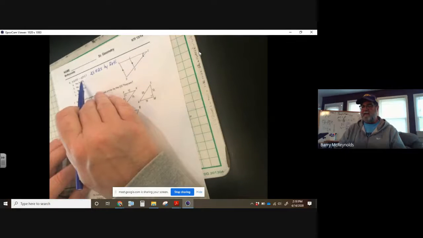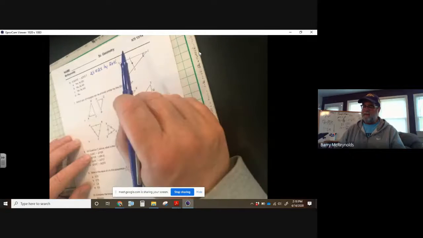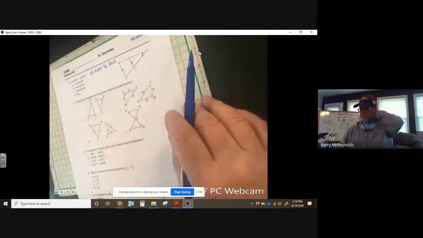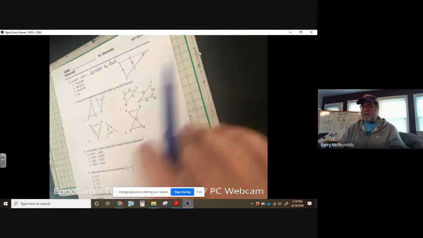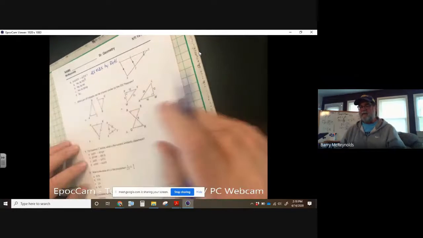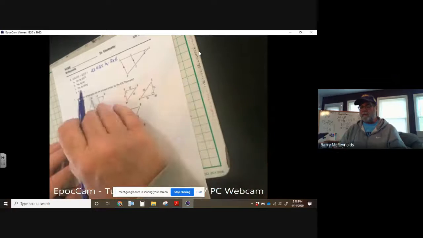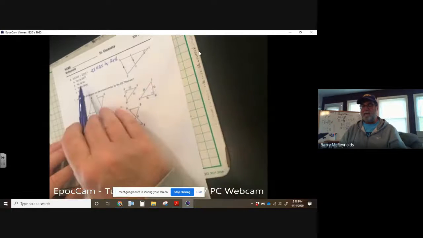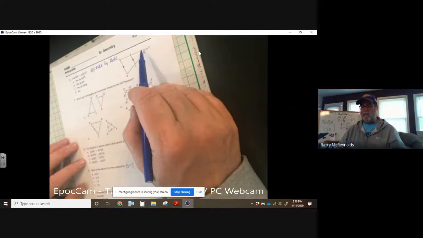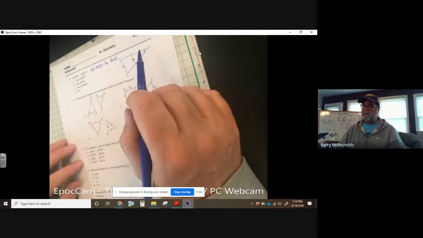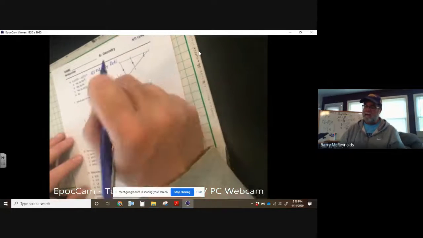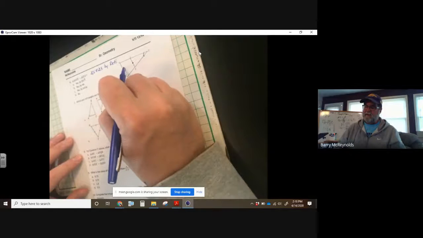I can't use side-side-side here because I don't know anything about the side lengths. And so I can't use side-angle-side for the same reason. So either these two triangles are not similar or I have to use angle-angle. Well, I've already got one pair of angles congruent. All I need is another pair.